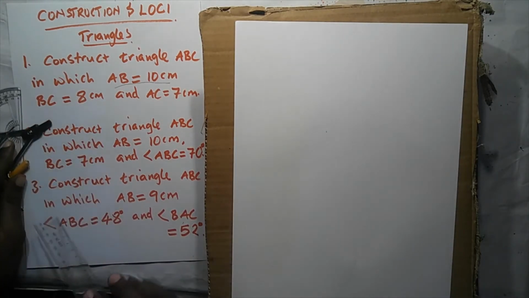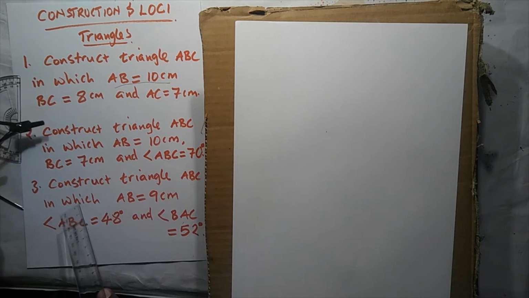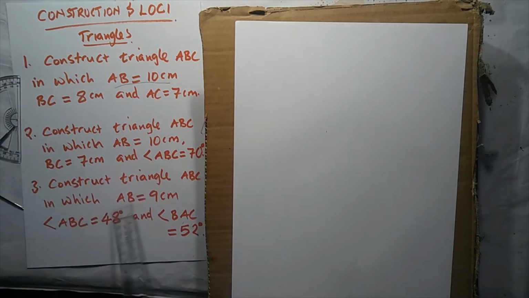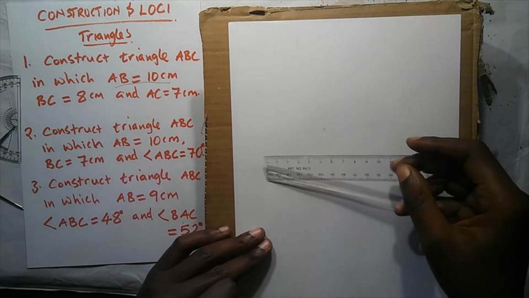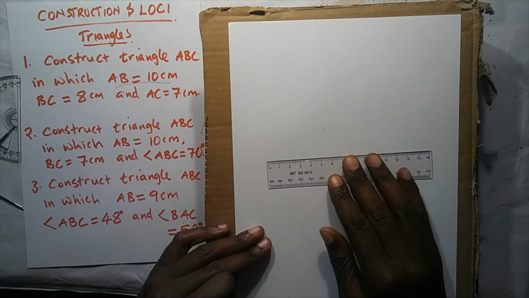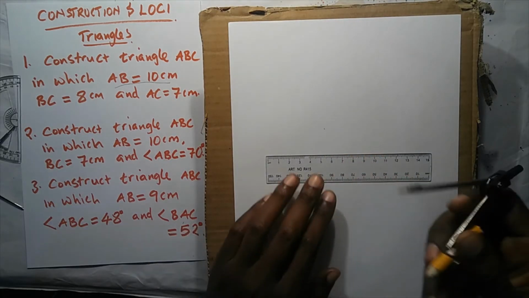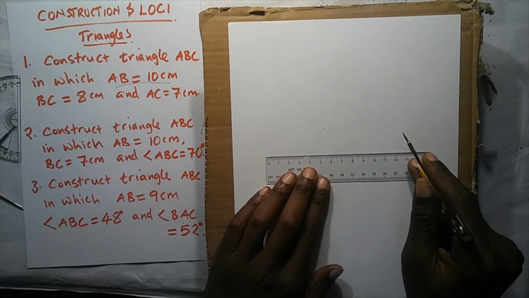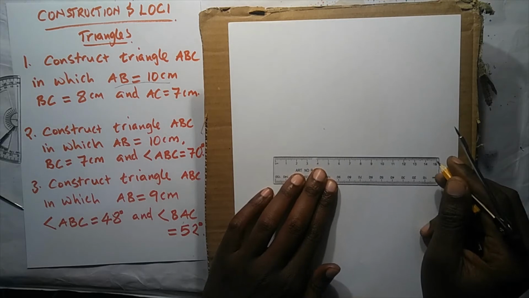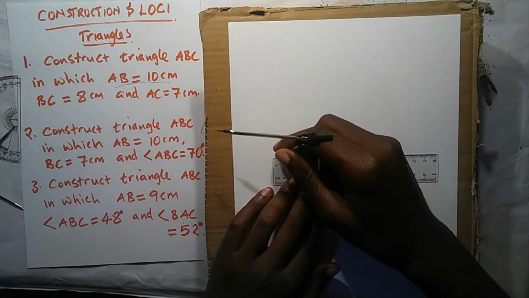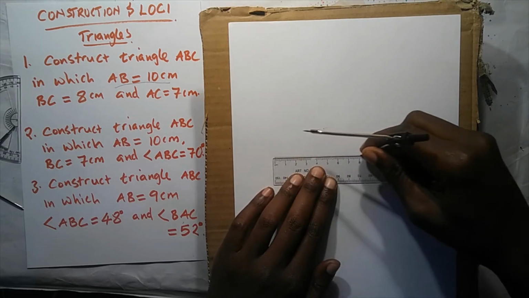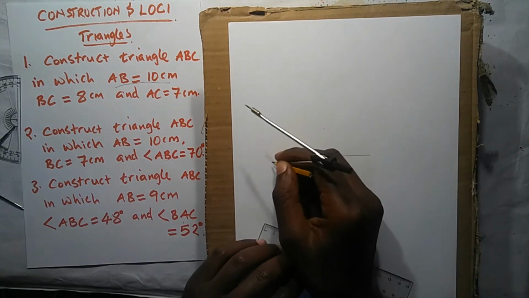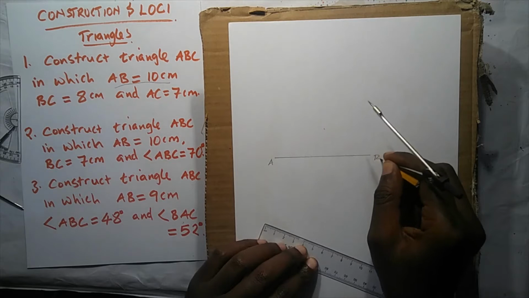Okay, so here's our triangle. Construct triangle ABC, in which AB is 9 centimeters. So we are going to draw 9 centimeters using our ruler. When you're doing construction, make sure you have enough space. So from 0 all the way up to where 9 is. And this is AB.